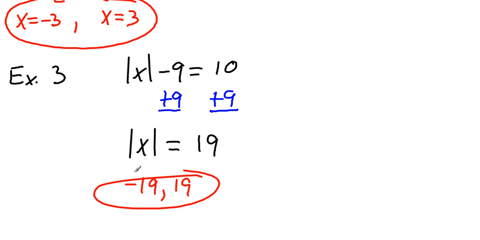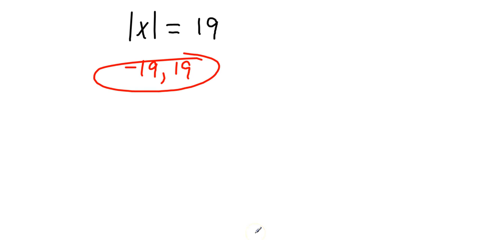And somebody's thinking, will it always be that way? Well, no, not necessarily. Because if they put more than just x on the inside of the absolute value, that's when you'll get a little bit different answer than just those 2 numbers with a plus and minus.